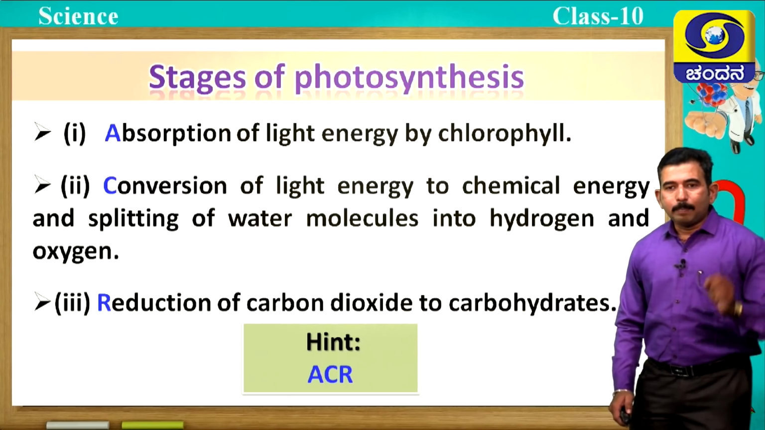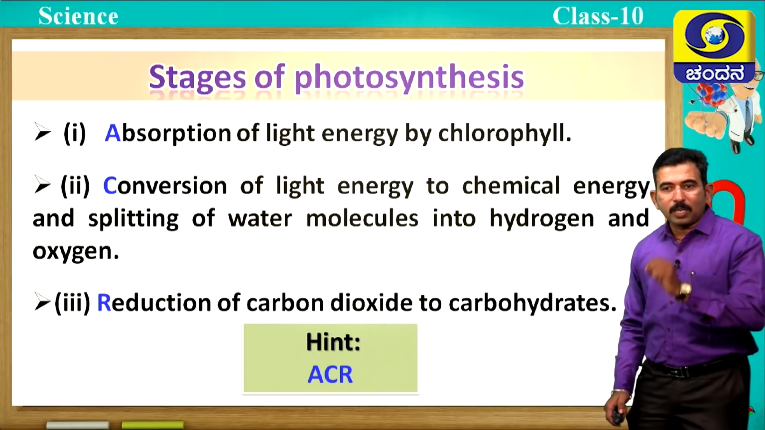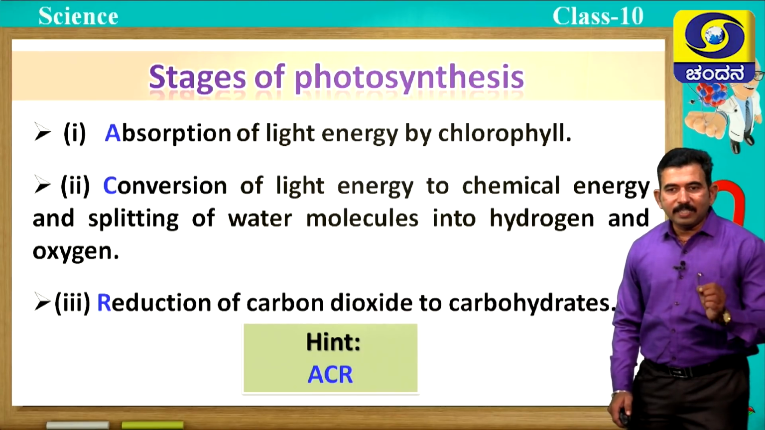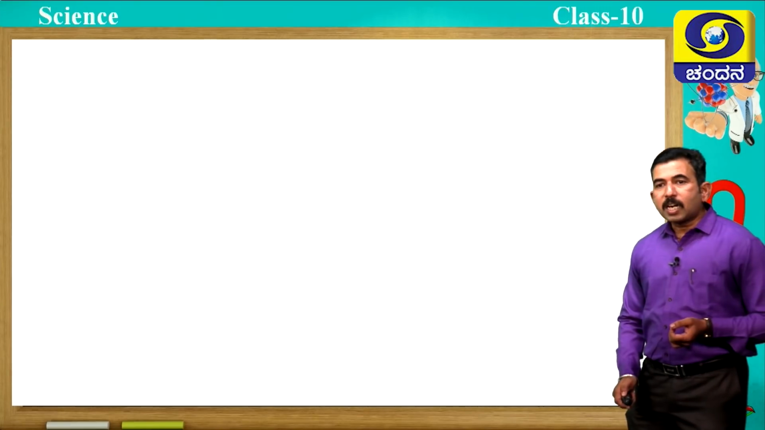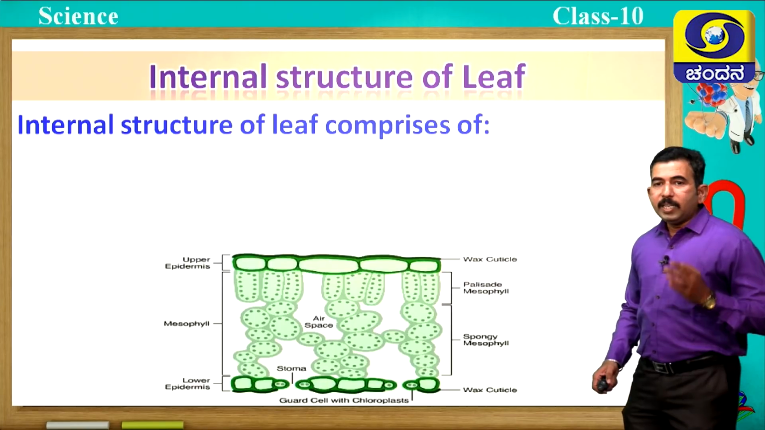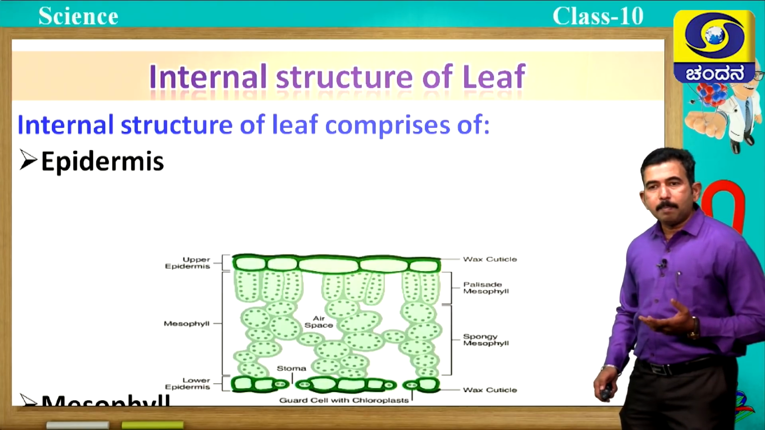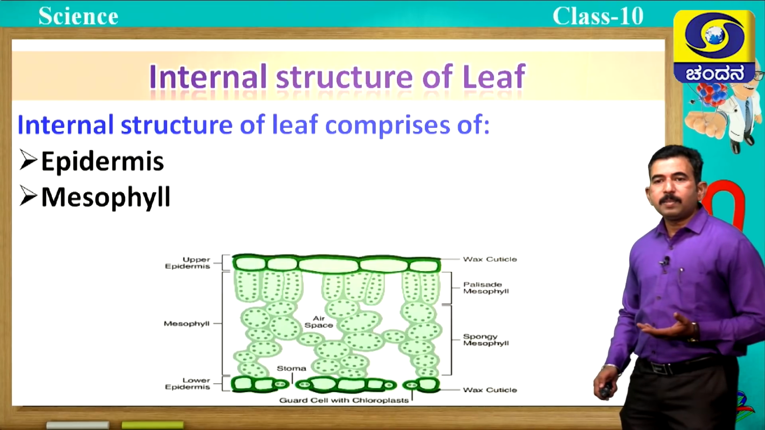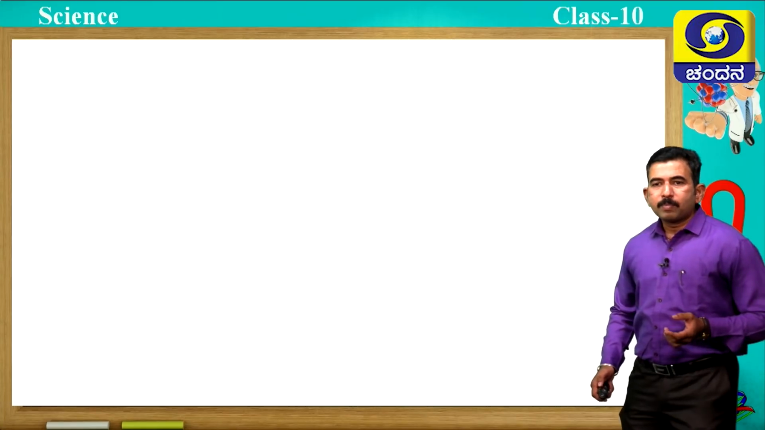A means absorption of light energy, C means conversion of light energy to chemical energy, and R means reduction of carbon dioxide to carbohydrates. Next, let us study internal structure of a leaf. Internal structure of a leaf mainly comprises of epidermis, mesophyll cells and stomata. Let us discuss one by one.